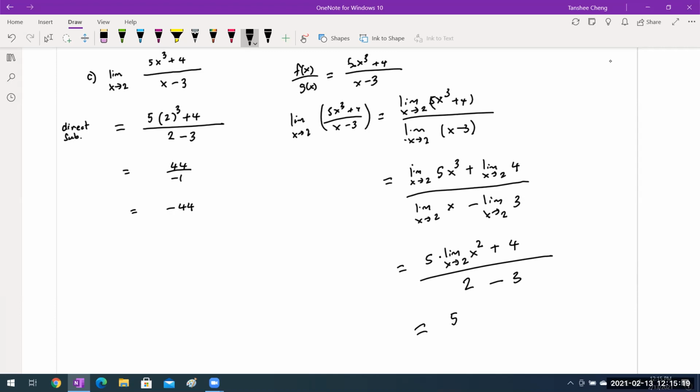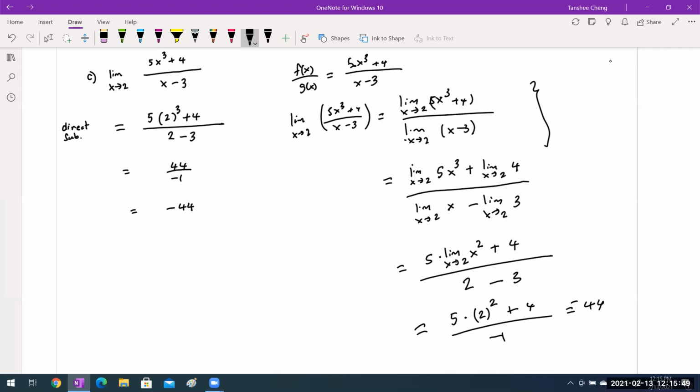So lastly, it will be 5 times the limit of the power function, which is 2 to the third power, plus 4, over negative 1. So it gives me the same answer, which is negative 44. You should practice writing down a few of these step by step to make sure that you know when to drop the limit notations and when not to.